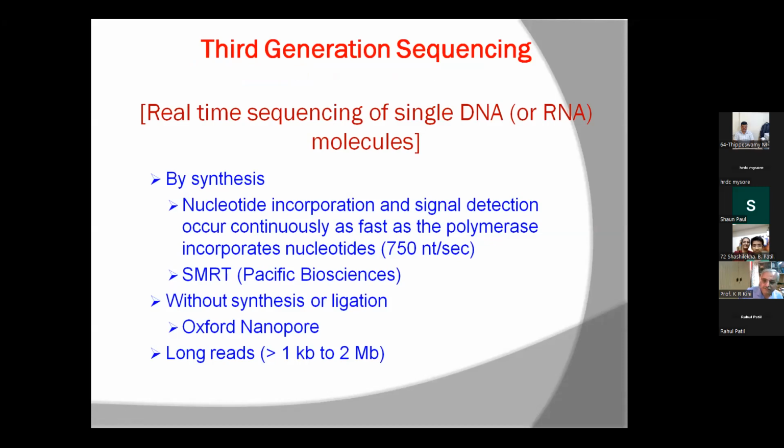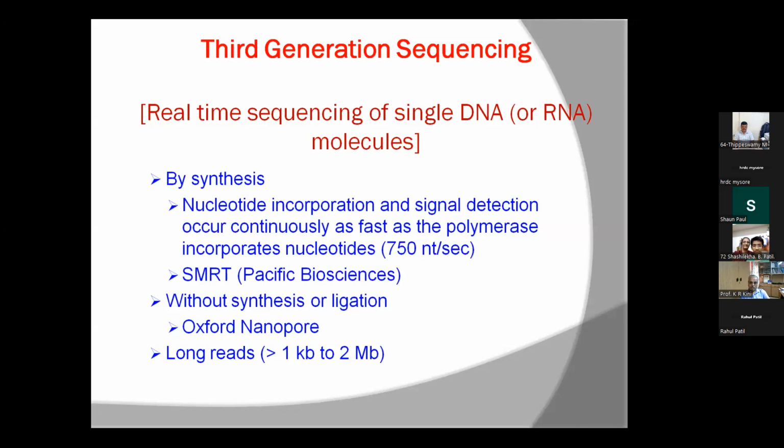Next, the third generation is called next-next generation. And this is also called real-time sequencing of single DNA or RNA molecules. So here it is sequencing by synthesis, and nucleotide incorporation and detection happen simultaneously. As fast as a polymerase can incorporate nucleotides, on an average, 500 to 750 nucleotides per second are added, and that is measured almost at the same rate. And you have one system called SMRT, single molecule real-time sequencing, which is developed by Pacific Biosciences, called PacBio. Then without synthesis or ligation, there is another technology called nanopore sequencing, developed by Oxford Nanopore.